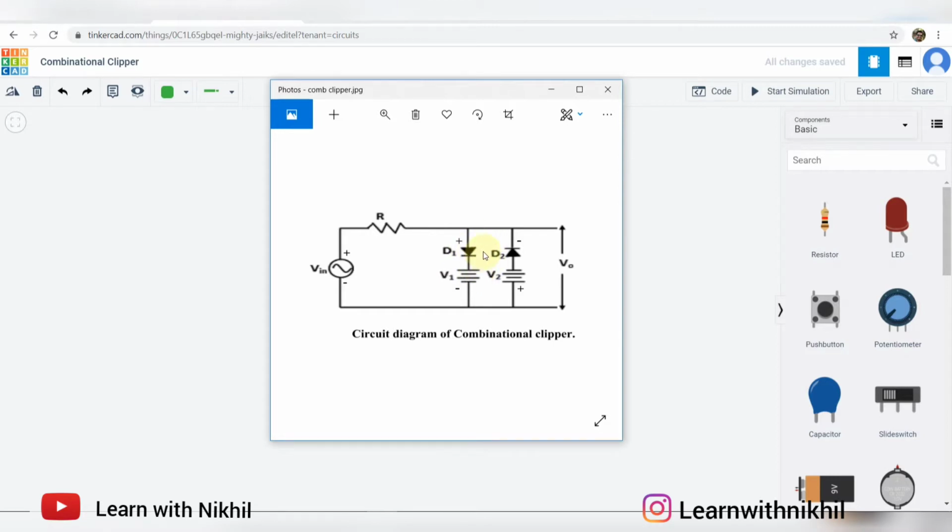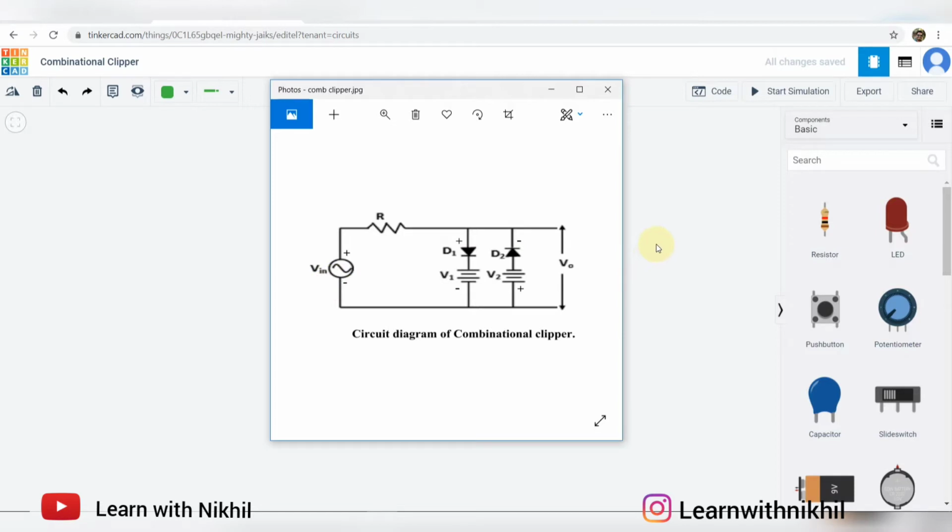So earlier we have studied about just the clipper where the clipping is constant, but in this combinational clipper we can vary the clipping size also. So let's move towards making this.